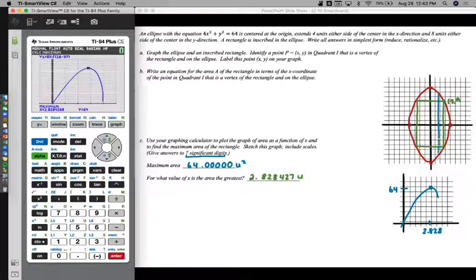So if I were to sketch in the rectangle that carries that value of 1.8, this is the rectangle in blue that gives us the max perimeter. So the rectangle that gives us the largest area is not the same as the rectangle that gives us the largest perimeter.